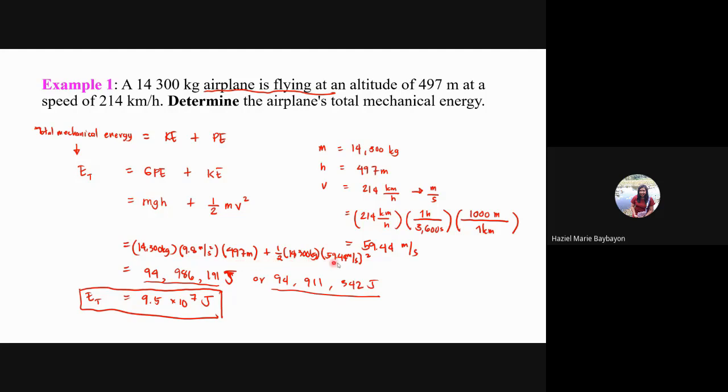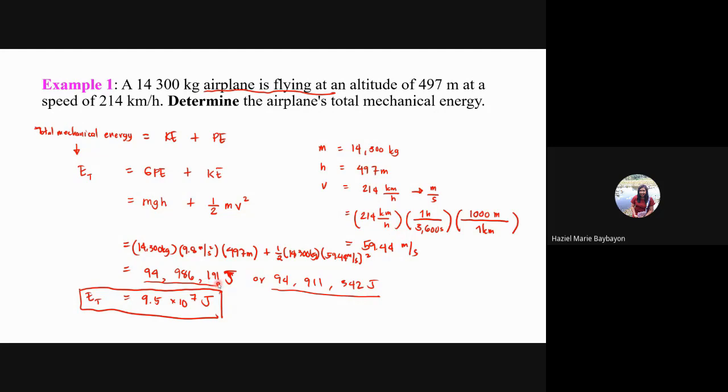mass times, take note class, that since the speed is given in kilometers per hour, we need to convert this to standard units of speed, which is in meters per second. So converting 214 kilometers per hour, we will get 59.44 meters per second. Okay, so using your calculator, you can get this one.